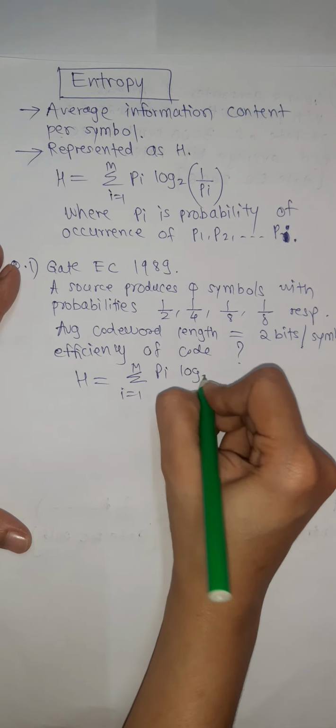But we know log 2 is 1, so it will be 1 by 2 into 1 plus 1 by 4, log 4 is 2, log 8 is 3, so 1 by 8 into 3, again log 8 is 3, so 1 by 8 into 3. So total 1 by 2 plus 1 by 2 plus 3 by 8 plus 3 by 8. So it will be 1 plus 3 plus 3, 6, 6 by 8. So it will be 1 plus 3 by 4, so it will be 1.75 bits per symbol. Our entropy is 1.75 bits per symbol.